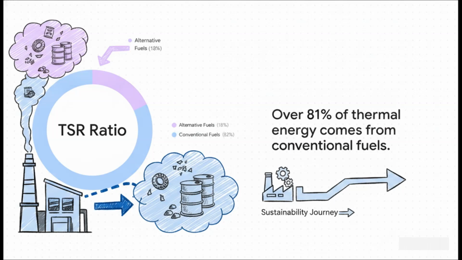Thinking about that distribution for a second is honestly a bit of a reality check. I mean, despite actively using waste tires and RDF in the mix, over 81% of the kiln's thermal energy in the scenario is still relying heavily on conventional fossil fuels. It shows you exactly where the plant actually stands in its sustainability journey.